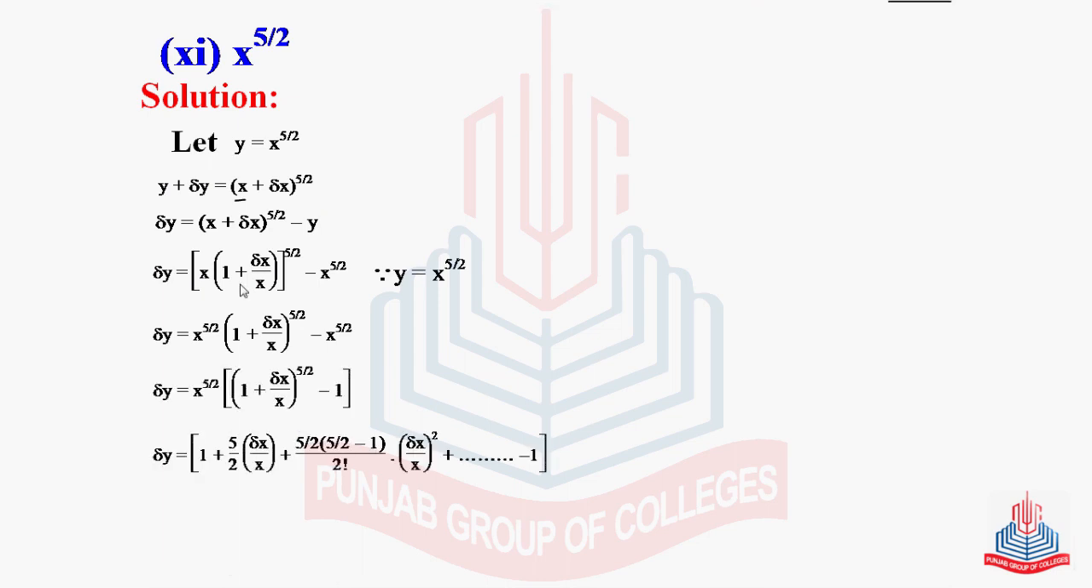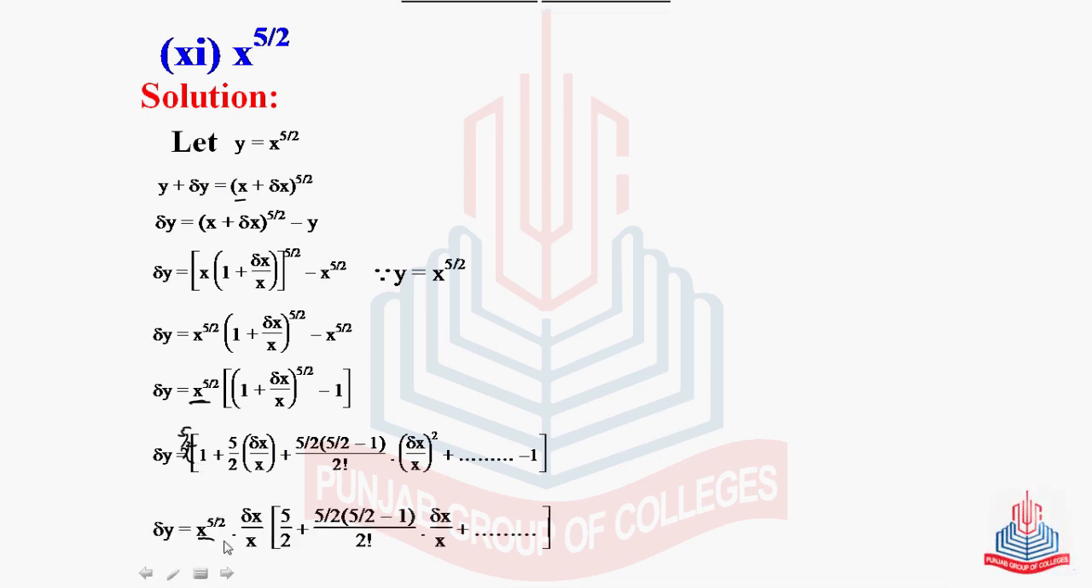Then apply the binomial series, 1 plus delta x over x, where n is 5 by 2, x is delta x over x, n into n minus 1 over 2 factorial x squared, and so on, and this minus 1 will remain the same at the end. Sorry, this one is actually missing x raised to the power 5 by 2, which is missing in this step. So delta y is equal to x raised to the power 5 by 2, which is this one.